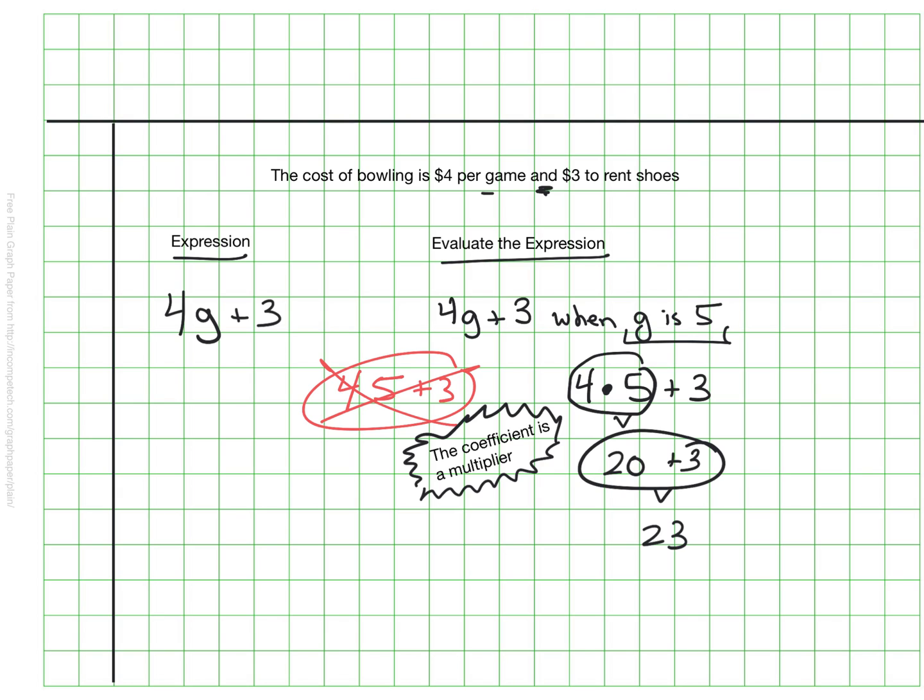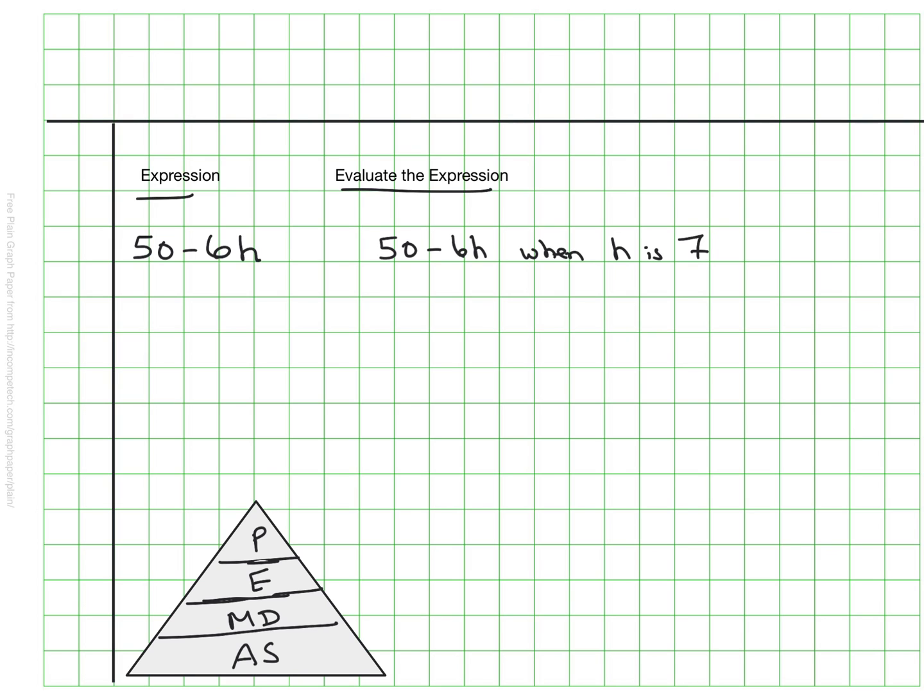And of course, in math class, we often practice a skill with repetition so we can become more fluent at it. And we don't always use situations. So let's just do a few straight expressions without any context. One expression might be 50 minus 6h. And maybe we want to evaluate that expression when h is 7. And I'm always using order of operations when I do this, but let's go ahead and fill in what we know. So we have 50 minus 6, we've got our multiplier here, times 7.